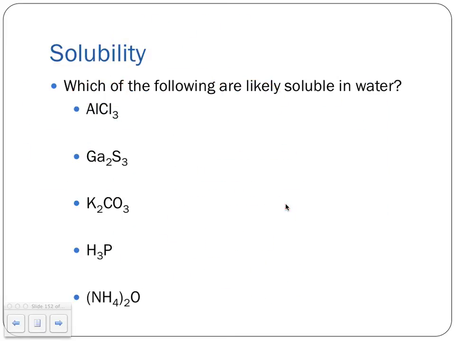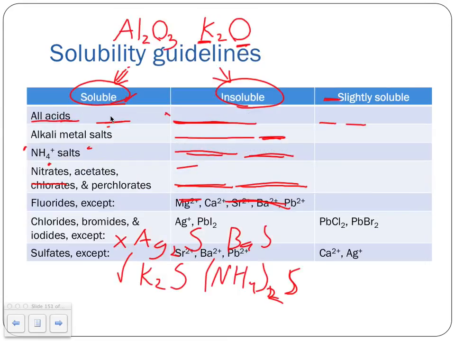So let's answer a few questions. Which of the following are likely soluble in water? Our first one is AlCl3, so aluminum chloride. Let's look back and see if we find aluminum in any of the rules, and do we see a chloride as one of the rules? I'm going to go back to our beginning here.